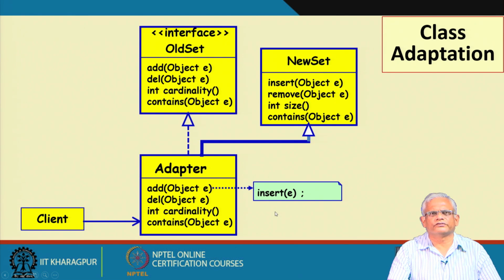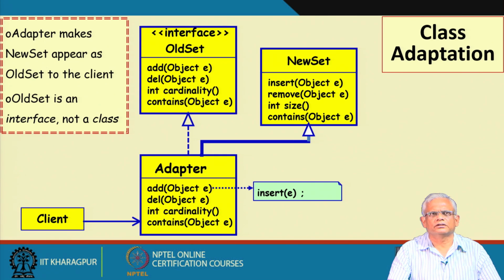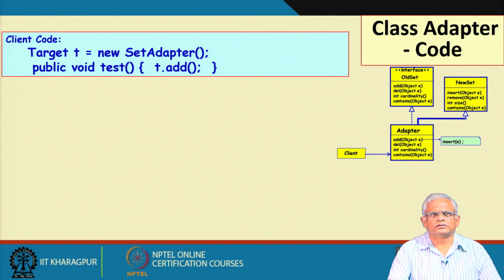Now, let us see the Java code for this. Here in the client code, the client creates the set adapter and then we want to test it. So, t dot add, and this needs to use the new set, which is the insert method invoked by the adapter.